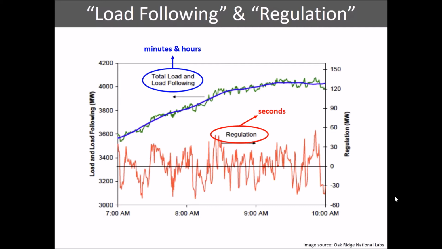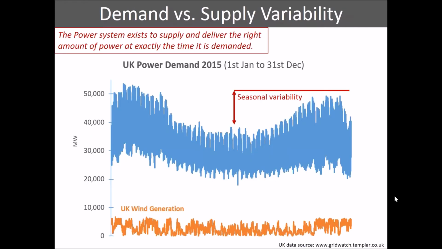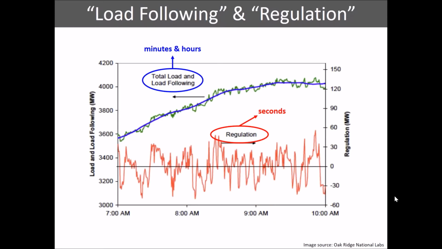If I pop back to that previous chart, you'll notice I've pointed out the seasonal variability here in the UK. To flatten out that seasonal variability would be an enormous undertaking in terms of storage capacity, which again brings us to the idea that with storage, we can do some things, but maybe we can't do everything, at least not just now.